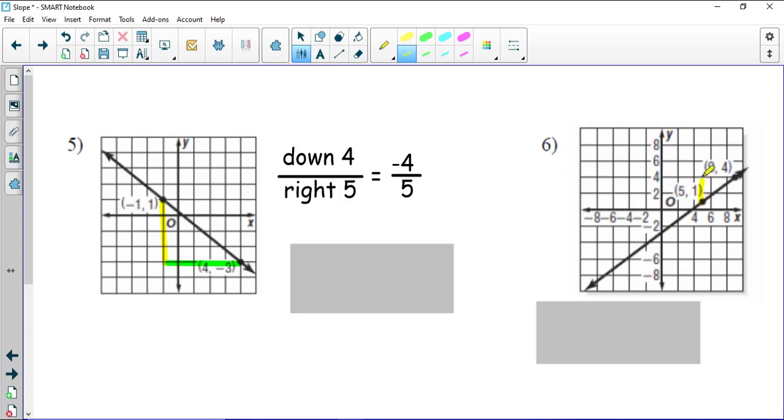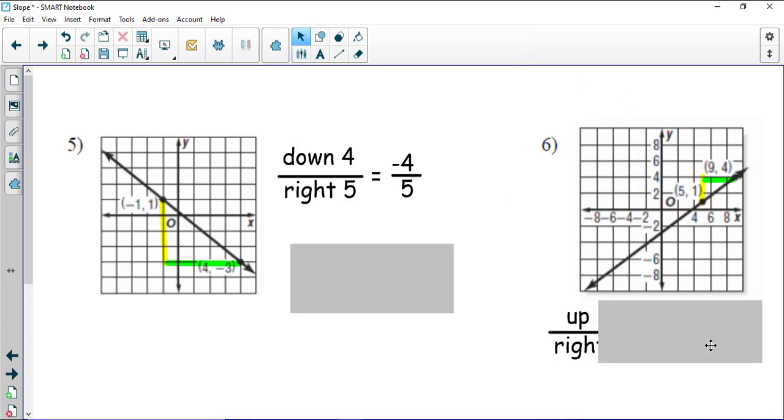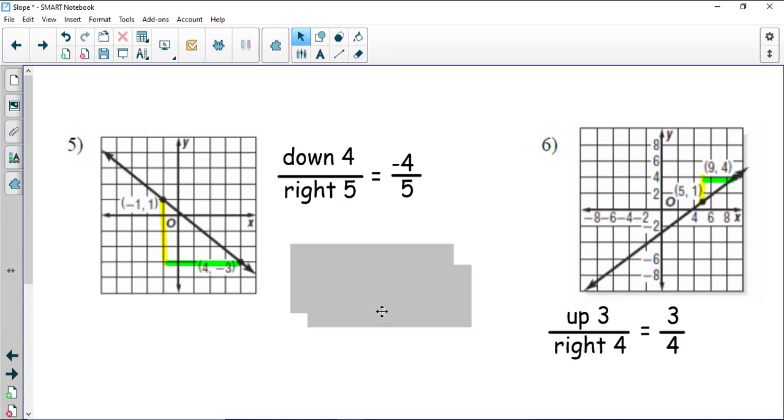Now pay attention to number 6 because this one is counting by 2s. So I'm going to go up, vertical change, and then I'm going to go to the right. So I'm going to go up, let's see, 1 and then another 2 units, which is up 3. And then I'm going to go to the right 1, another 2, which is 3, another 1, which is 4. So I'm going to go up 3, right 4. Both are positives, so that is a slope of 3/4.